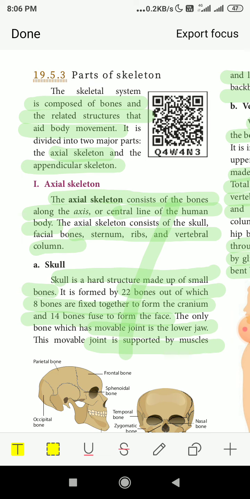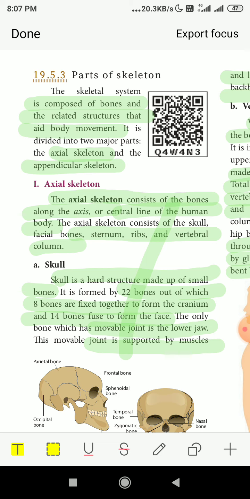These are all related structures. They all work together to make the framework. And this skeletal system is divided into two parts: the axial skeleton and the appendicular skeleton. The axial skeleton consists of the bones along the axis or the central line of the human body. It consists of the skull, facial bones, sternum, ribs and the vertebral column. These all constitute together the axial skeleton.